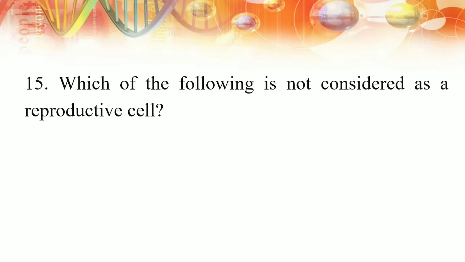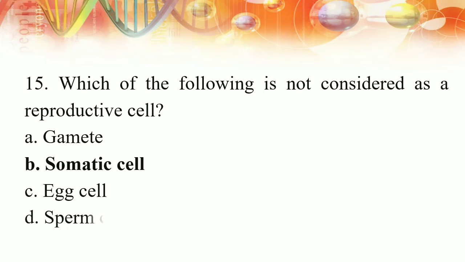Number 15. Which of the following is not considered as a reproductive cell? A. Gamete. B. Somatic cell. C. Egg cell. D. Sperm cell. Sperm cells and egg cells are sex cells, and sex cells are referred to as gametes. Thus, the answer is somatic cells because somatic cells are cells in the body except sperm and egg cells.